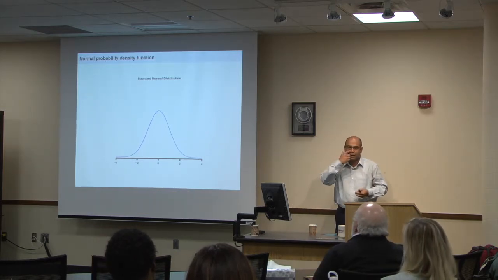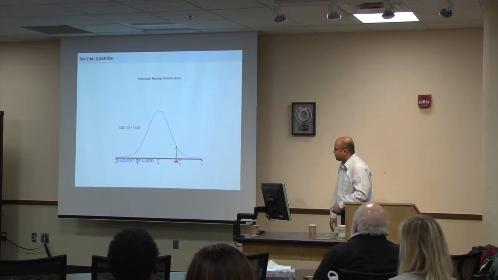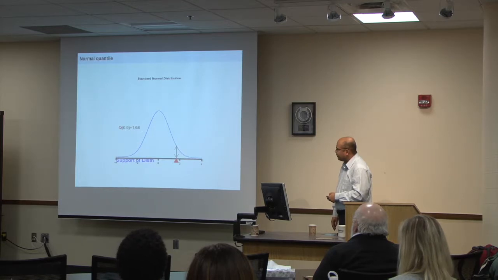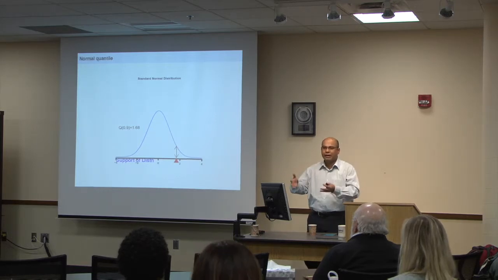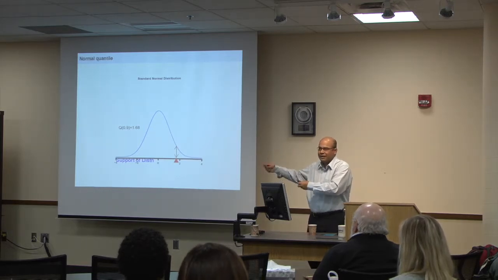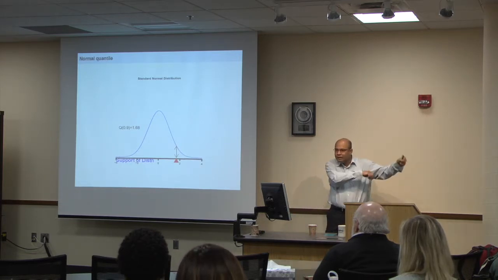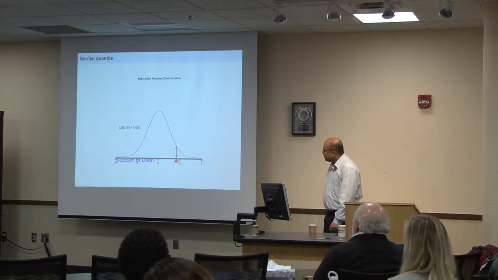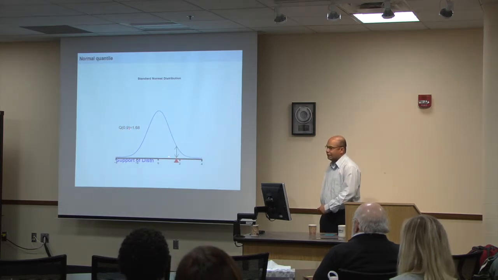So that's what makes it a probability, right? And this is the point where you hit 0.9. So this is it. 0.9, you hit that at 1.28. That's where your 1.96 comes in. 1.96 is where you hit 0.975. That gives you the 95% confidence interval. So this is actually a quantile.